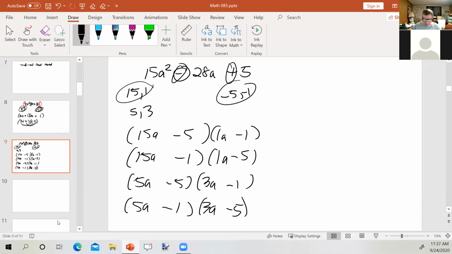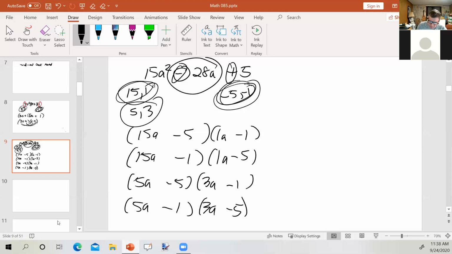So what I've done is I've taken every combination of these with these, in this case just 2, and every combination of these and these, in which case there were 2. So there are 4 possible solutions. All of these pairs of binomials, if I were to FOIL them together, they would all give me 15a squared at the beginning and +5 at the end. So the key is which combination gives me -28a in the middle. Where does the middle come from? It comes from the outside and the inside.